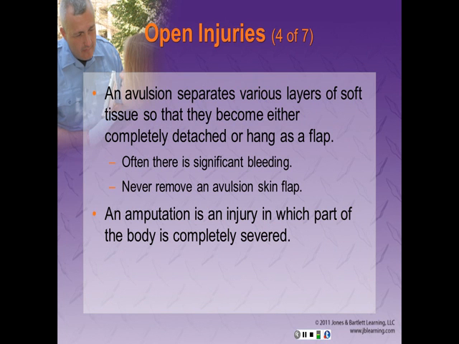An amputation is an injury in which part of the body is completely severed, and you can easily control the bleeding from some amputations, such as the fingers, with direct pressure and pressure dressings. If there is massive bleeding, you will need to treat the patient for hypovolemic shock.